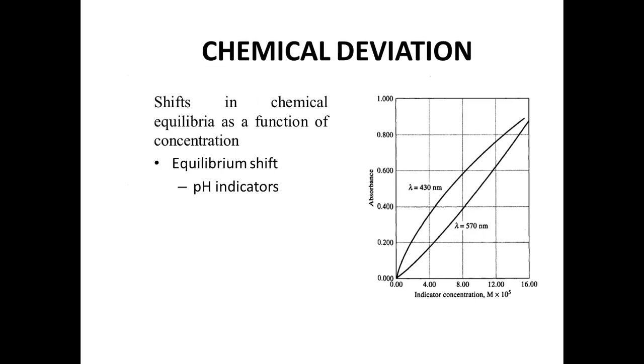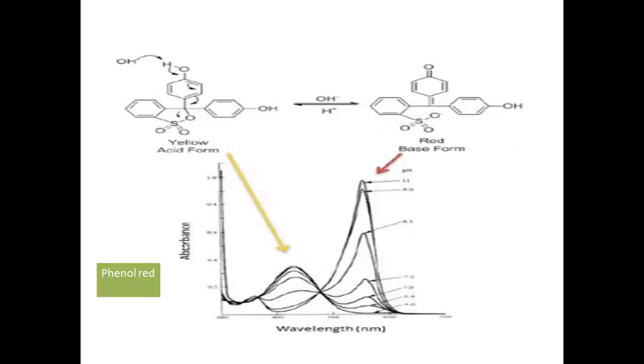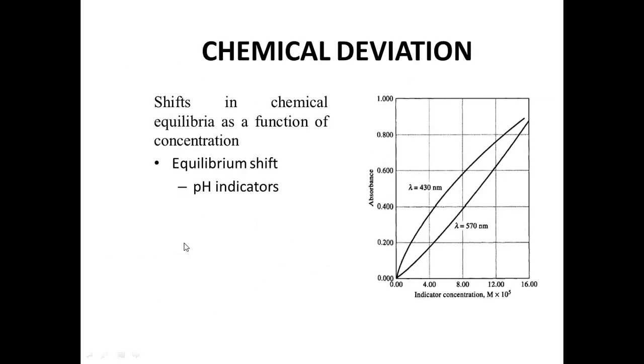Second kind of deviation is chemical deviation. Here, a number of chemical reactions could take place, and due to that you can see deviation from the Beer-Lambert law. There could be association, dissociation, or polymerization reactions, and due to this the nature of the chromophore could change, and the lambda max itself can even change. This you can see generally in the case of pH indicators.